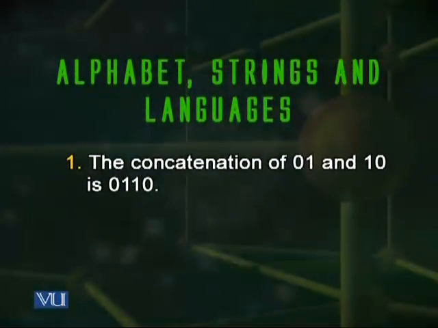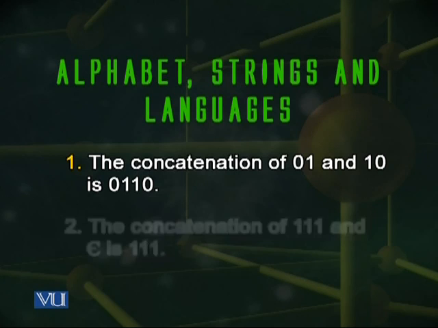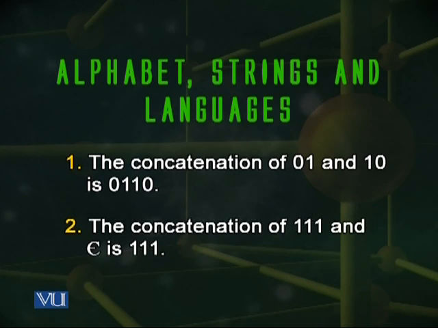Let's look at some examples. Let us say that you have a string 01 and you have a string 10. What is the concatenation of these two strings? It's simply obtained by taking the first string 01 and then writing 10 after it. Therefore, the concatenation of these two strings is going to be 0110.